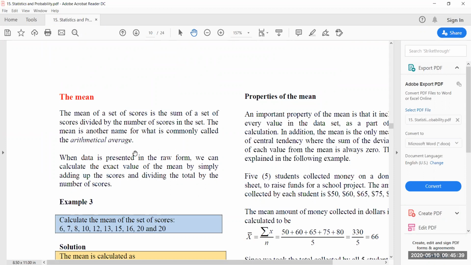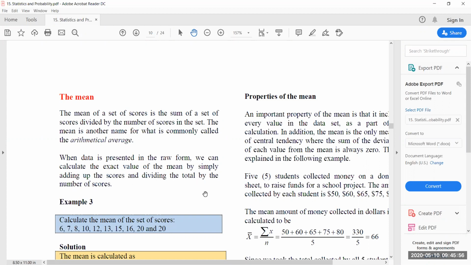Look at it right here. We add up all of the scores and divide by the total number of scores. So you add up all of these here, and then divide by the number of scores. So how many scores are there? 1, 2, 3, 4, 5, 6, 7, 8, 9, 10.